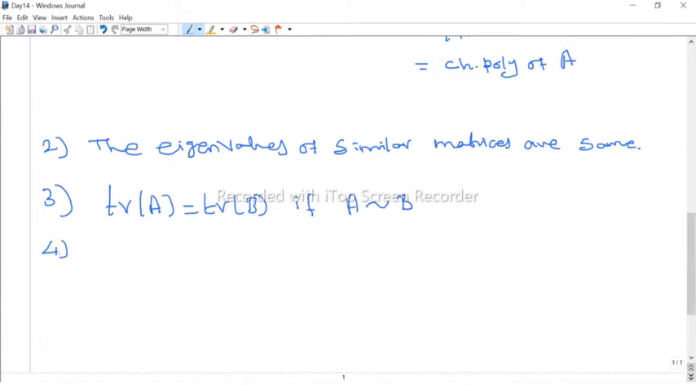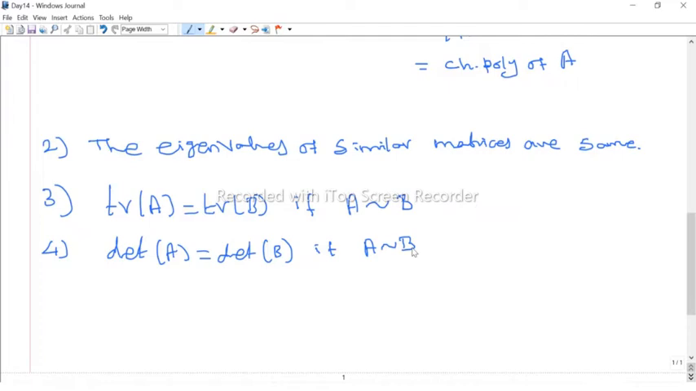Even if you take the determinant, again the determinant is nothing but the product of the eigenvalues. We know that the eigenvalues are the same. Therefore, the determinant of the matrix A is equal to the determinant of the matrix B whenever A and B are similar. So if A is similar to B, then the traces are equal, the determinants are also equal, and the eigenvalues are also equal. So these are all very important properties of similar matrices.